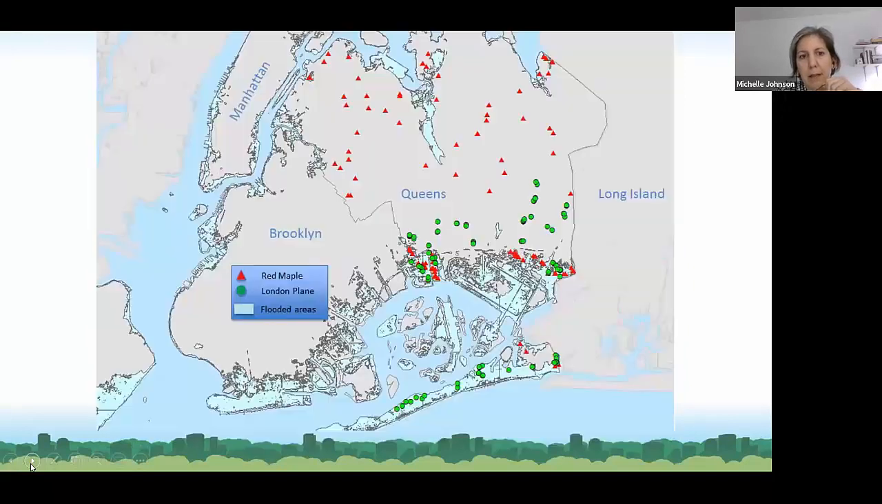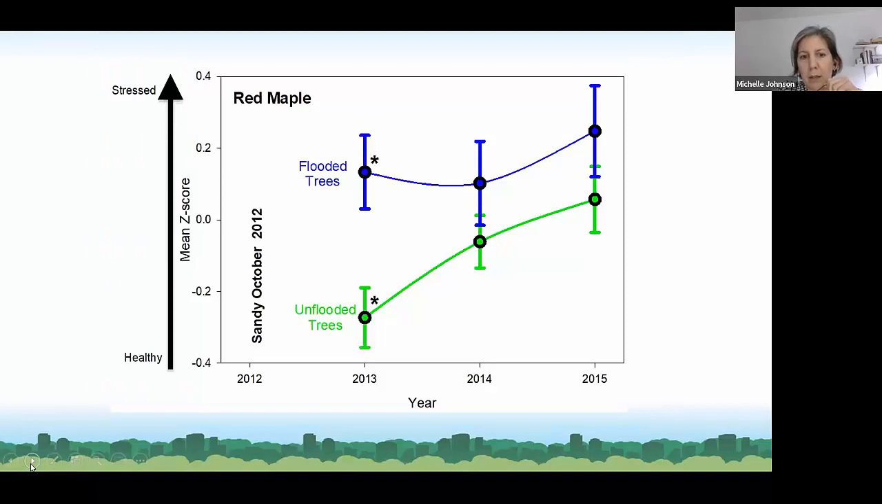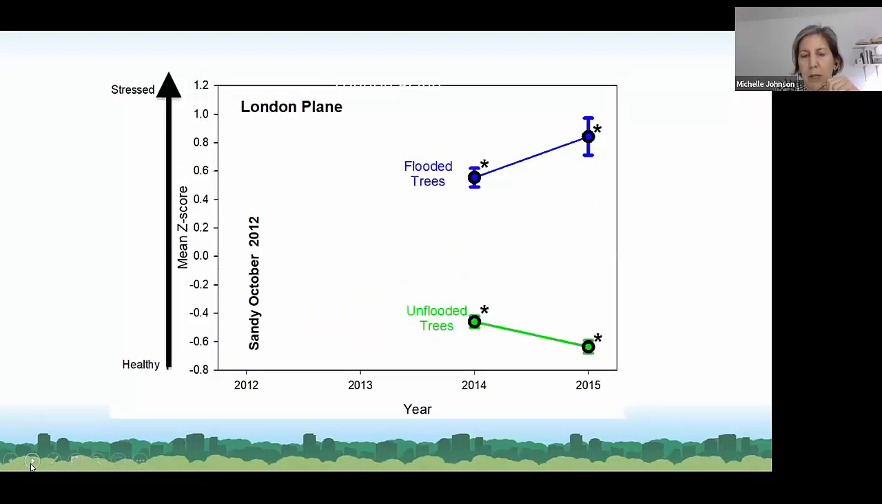Next slide. And we looked at monitoring tree health measures for these trees, both in flooded parts of Queens and not flooded parts of Queens. Next slide. We did this for three points in time, and looking at red maples here and looking at the mean Z-score or stress index that Rich was showing earlier, we can see flooded trees were more stressed than healthy trees initially, but then they started evening out over time and recovering.